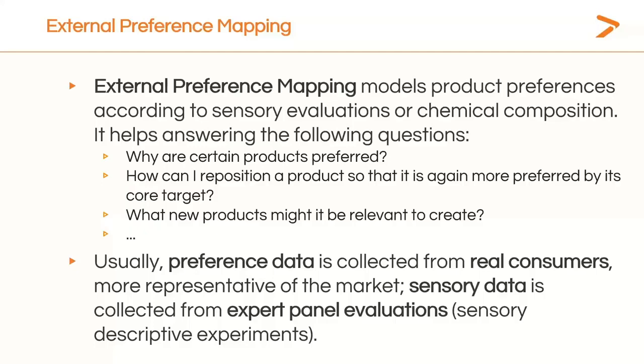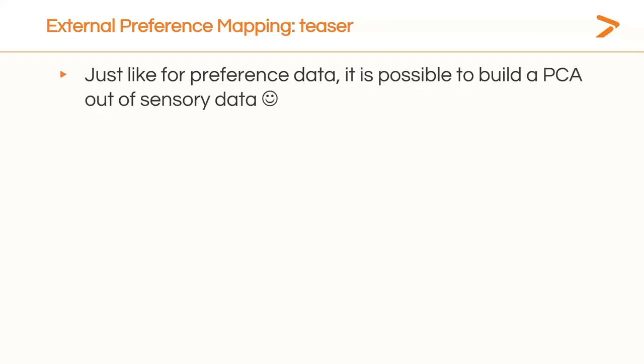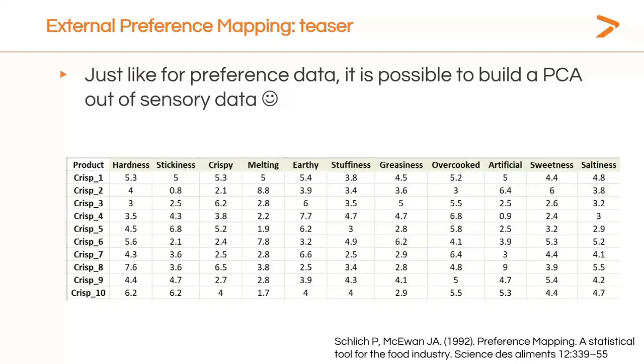So the preference data we'll be using in this case will be exactly the same that we use for internal preference mapping. So those 99 consumers who rated their preference over the 10 crisps. Here's a teaser or an easy introduction to external preference mapping. So just like for preference data, it's possible to build a PCA out of sensory data. Here's a sensory data set, which is built also on the same products that we've seen earlier.